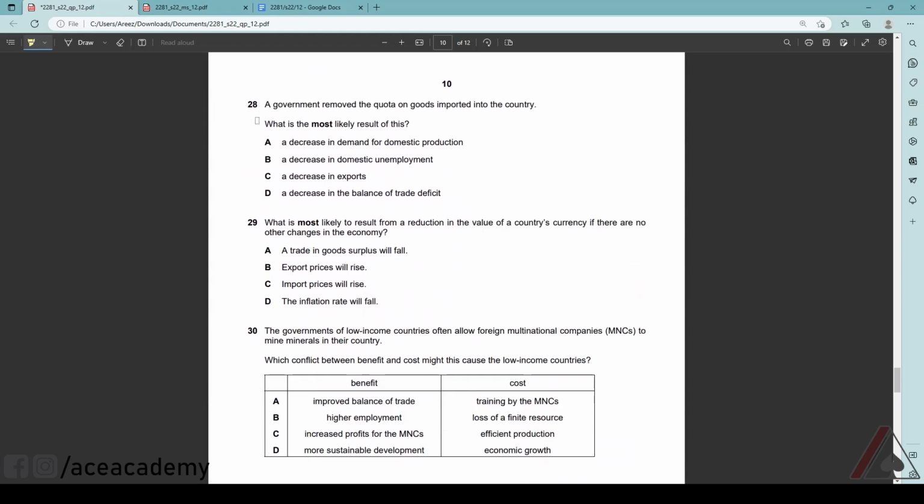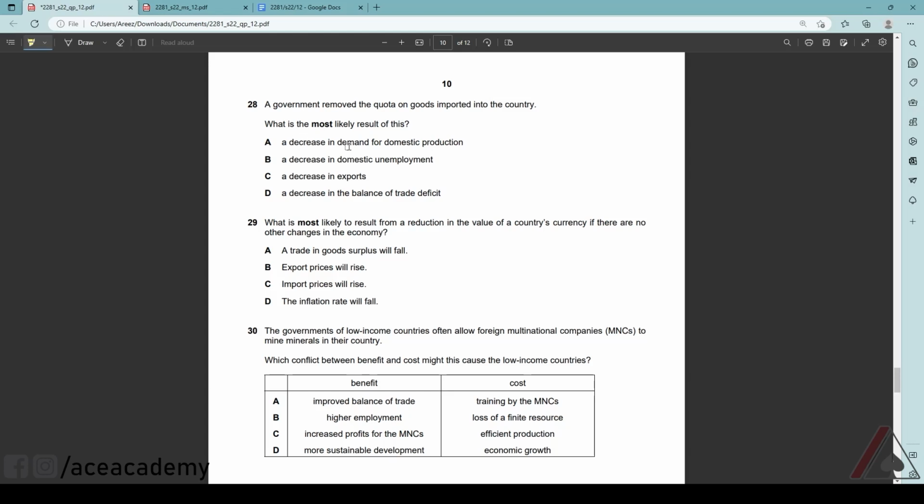Okay. 28. A government removed the quota on goods imported into the country. What is the most likely result of this? A quota is the number of goods that you can import into the country, right? A quota on imports.